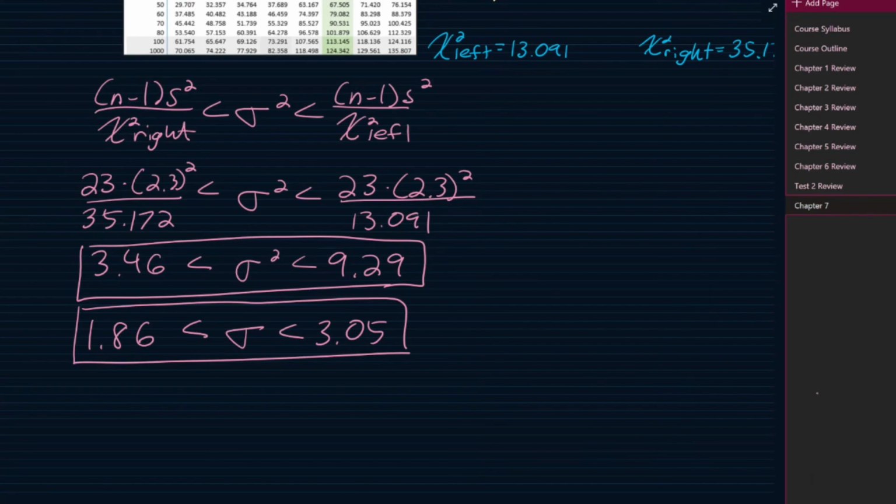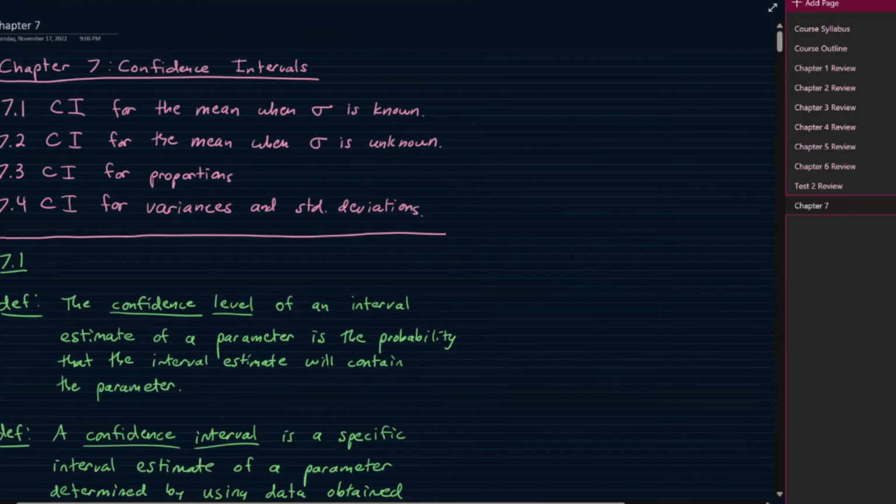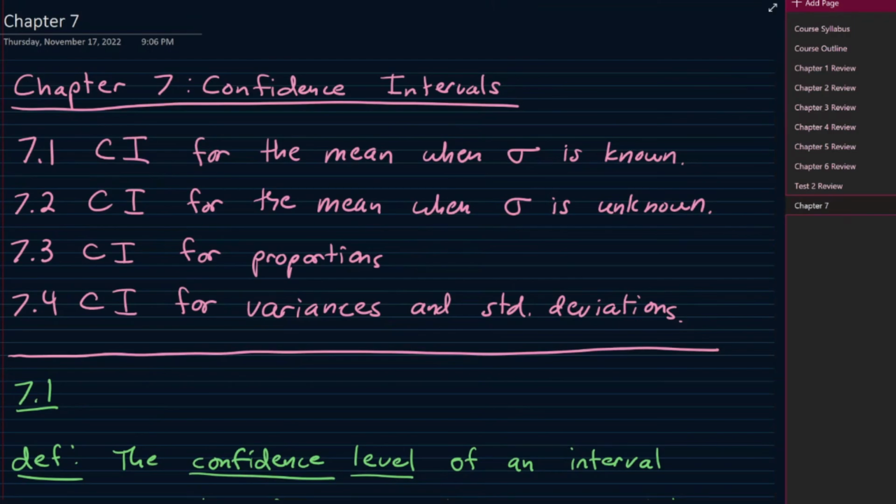And that should conclude our review of Chapter 7. Again, just a brief overview of what we talked about here. Right, we've got two different ways that we could look for the confidence interval for mu, aka the population mean. Either we know sigma or we don't know sigma. When we know sigma, we use the z-tables. When we don't know sigma, we use the t-tables. And we use s rather than sigma, because that's our point estimate for sigma.